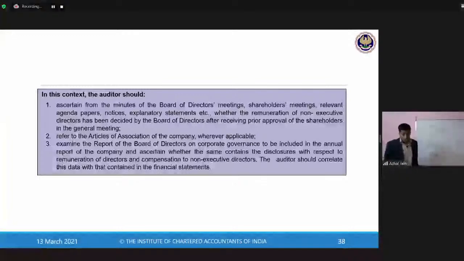Next, examine the report of the board of directors on corporate governance to be included in the annual report of the company, and ascertain whether the same contains the disclosures which are required to be included therein. And the auditor will also correlate this data with the data contained in the financial statements. You remember, when we looked at the audit report, the auditor is required to comment on whether the information which is going along with the financial statements is consistent with the information included in the financial statements or not. So this is a similar type of procedure, you can say, which he will be required to perform.